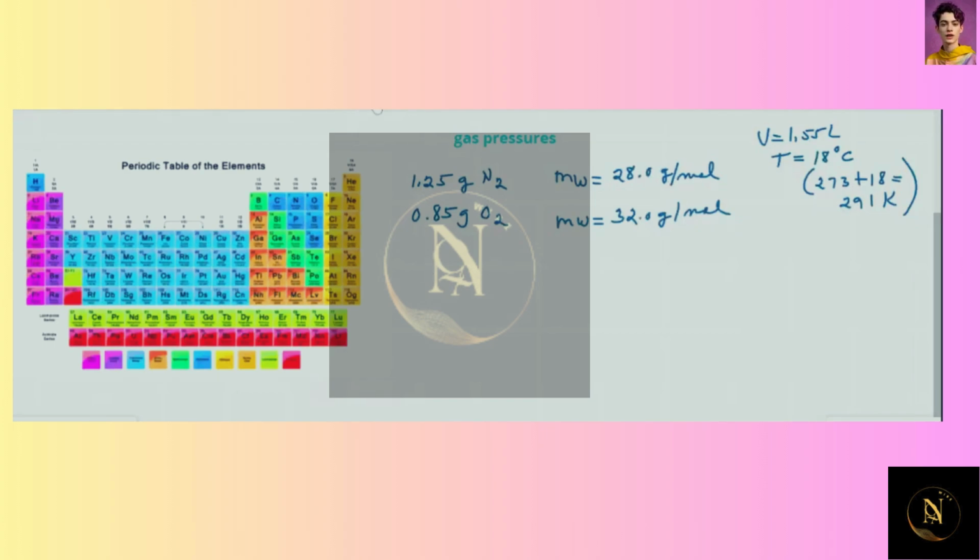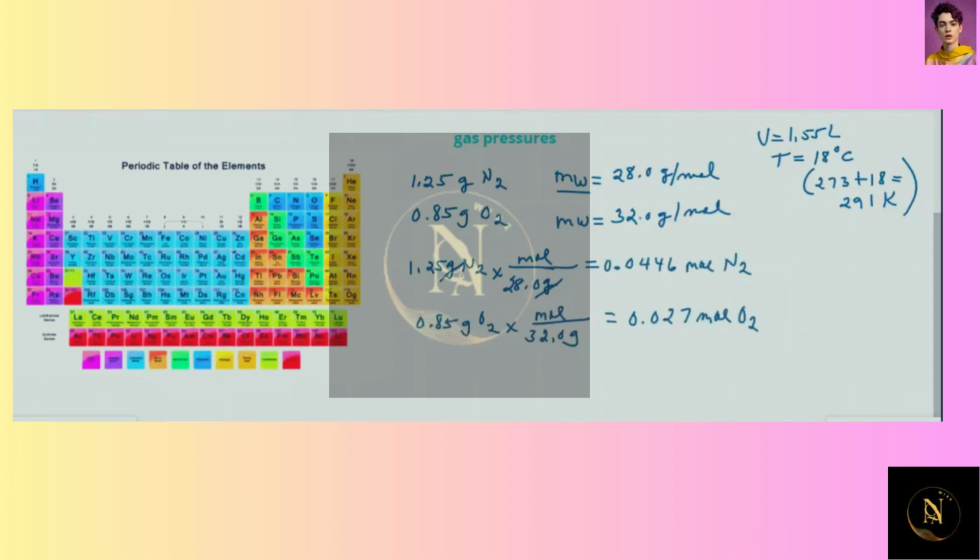Next, use what you're given. I have 1.25 grams of nitrogen, and to determine the mole fraction and partial pressure, I need to know how many moles that is. From the periodic table, the molar mass of nitrogen is 28.0 grams per mole. Dividing 28 into 1.25, we get 0.0446 moles of nitrogen, limited to three significant figures.